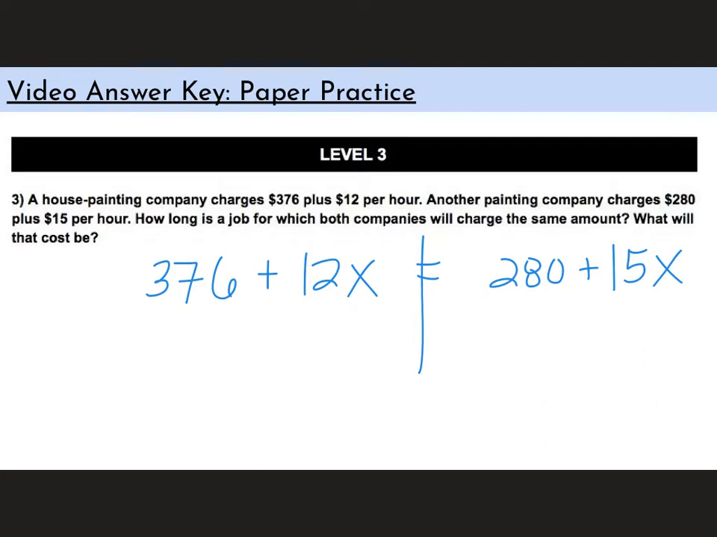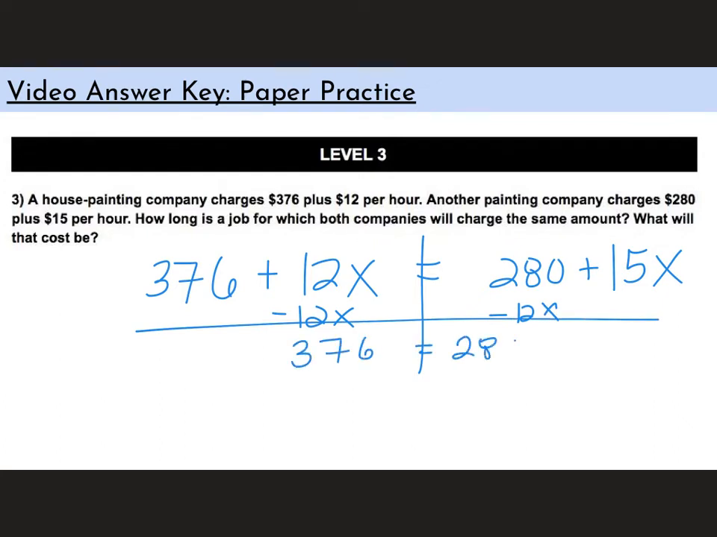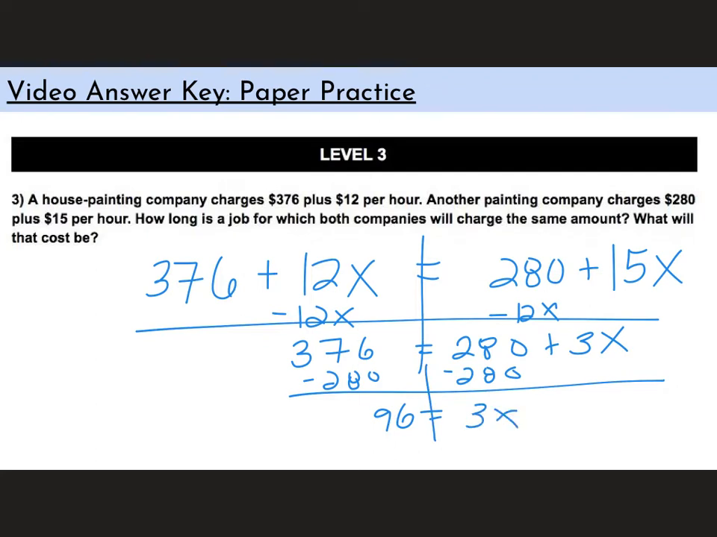So let's start by moving our smaller variable here, which is 12x. So let's subtract 12x from both sides, leaving us with 376 equals 280 plus 3x. Now we'll take 376 and we'll subtract 280 from both sides. So we'll have 96 equals 3x. Divide by 3, x equals 32. So the question here is how many hours will the company charge the same amount? So it will be 32 hours.